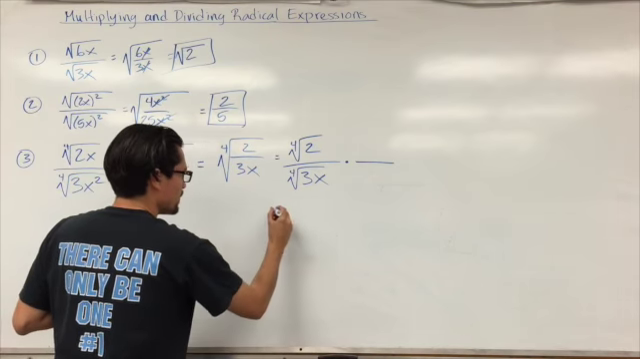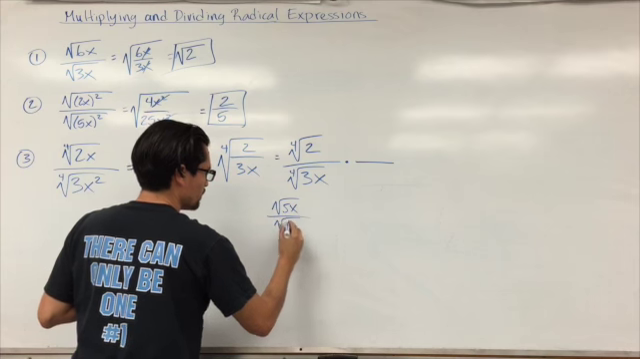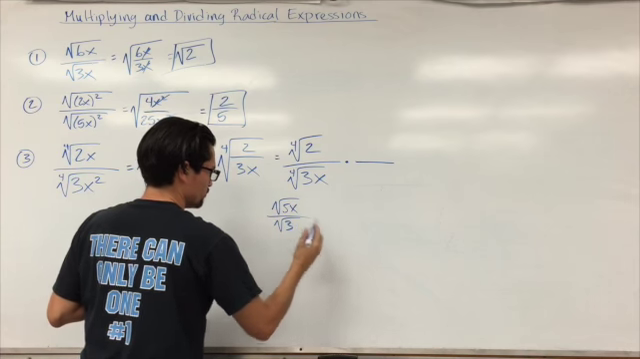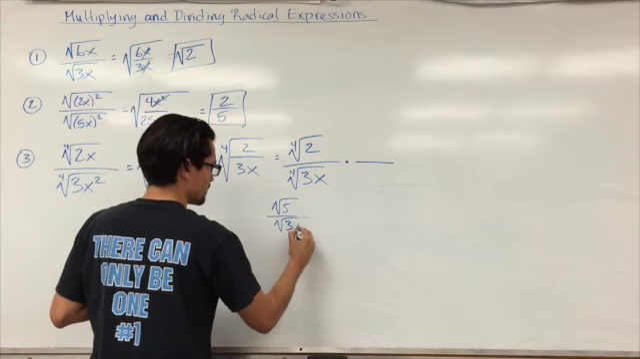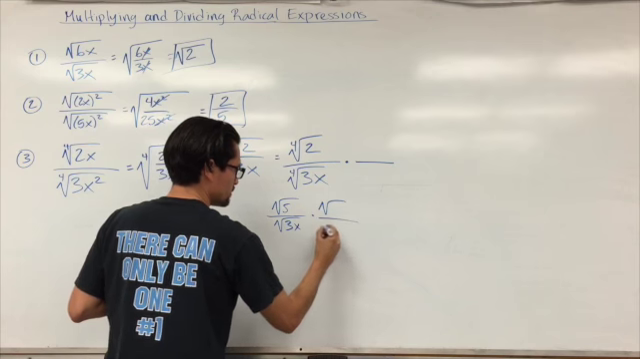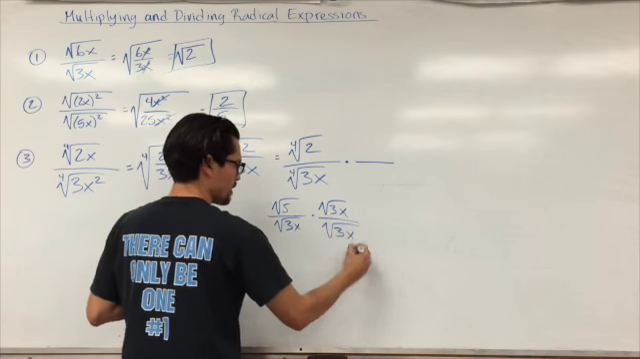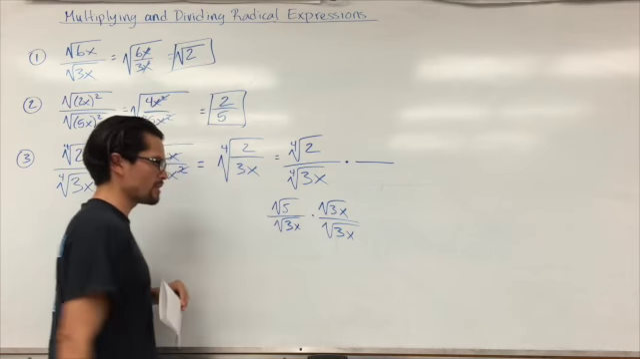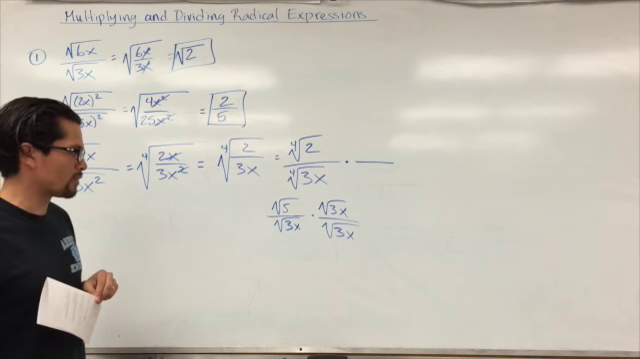What if it was radical 5 over radical 3x, like that? Then I would multiply by radical 3x over radical 3x. I'm basically multiplying by the same thing as there is in the denominator. Okay, radical 3x over radical 3x.